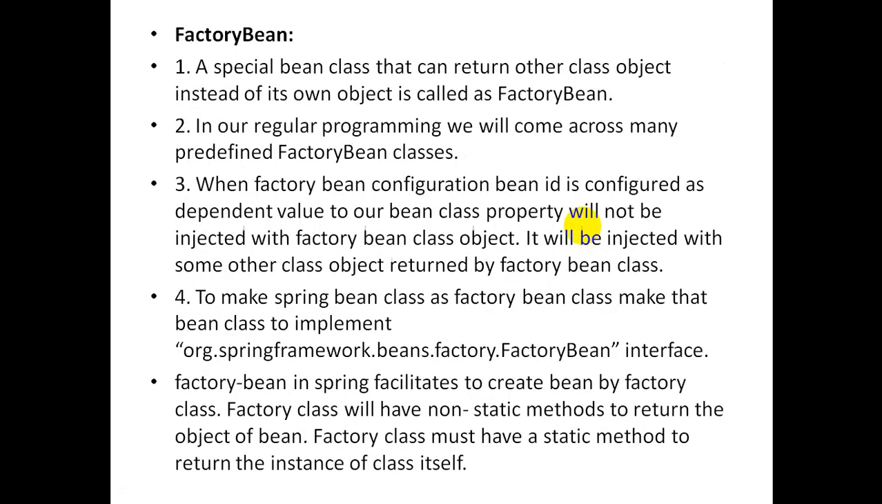A factory bean is a special bean class that can return another class's object instead of its own object. In regular programming, we come across many predefined factory bean classes. When a factory bean's configuration bean ID is configured as a dependent value for our bean class property, it will not be injected with the factory bean class object. It will be injected with some other class object returned by the factory bean class. So any class returning an object of any other class, we can specify as a factory bean.